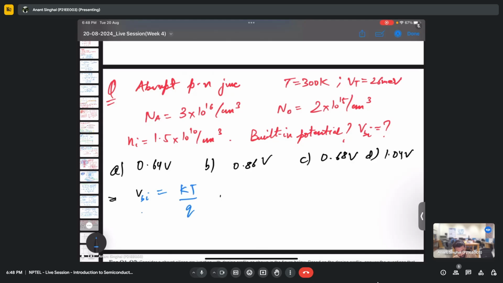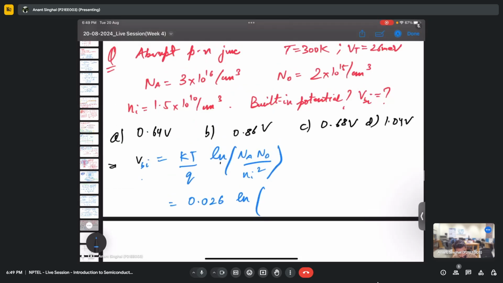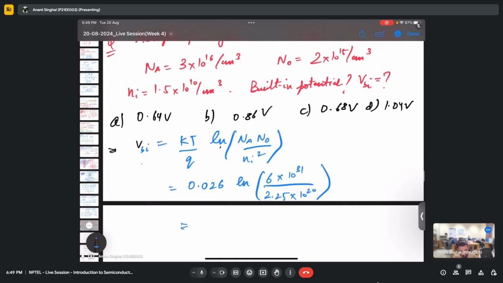So we have this ln of Na Nd by ni square. If you have a calculator, I hope you have a calculator right now with you. So this is nothing but 26 milli electron volts, so I can write it as 0.026. And then ln of Na Nd is 3 times 2 is 6 times 10 to the power 31, and we have ni square, which is 2.25 times 10 to the power 20. You just need to do this. This will be the answer. So this is what is taking time.